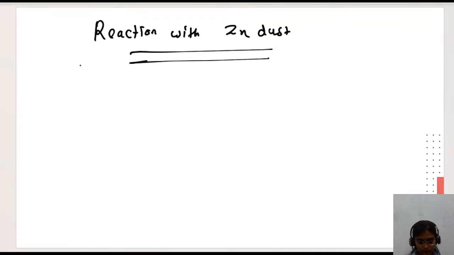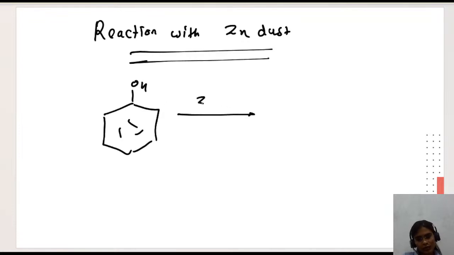Let me just check any point. Some question is there, we are going to solve that question later. Wait for a while. So this is simple. We are having a phenol, and it simply combines with zinc, and when heated we get benzene.